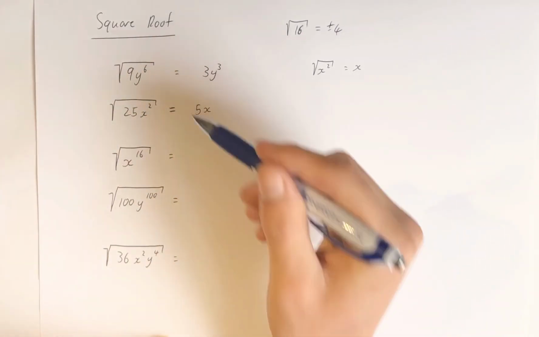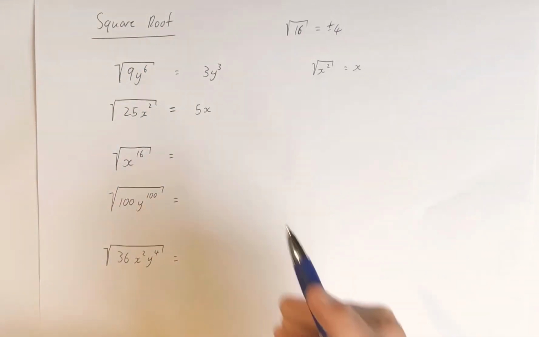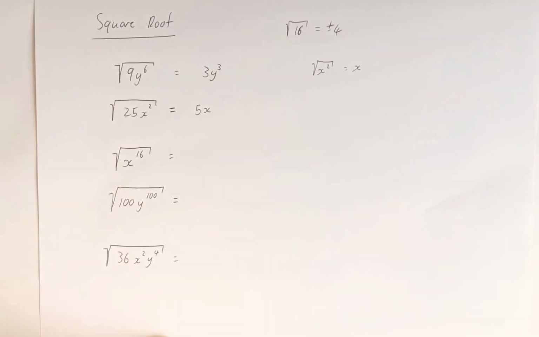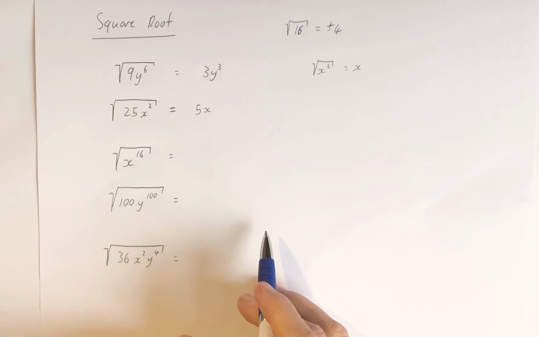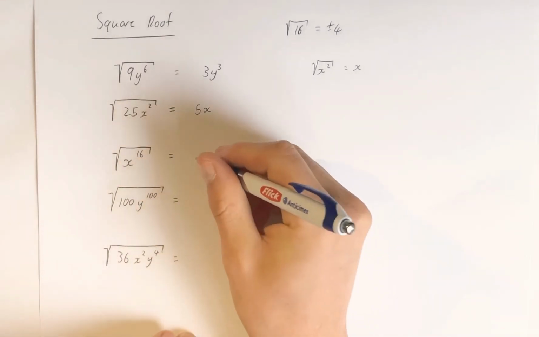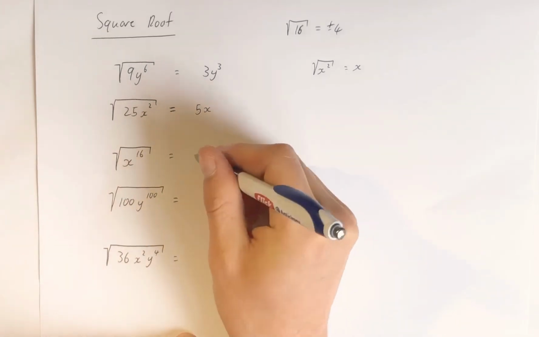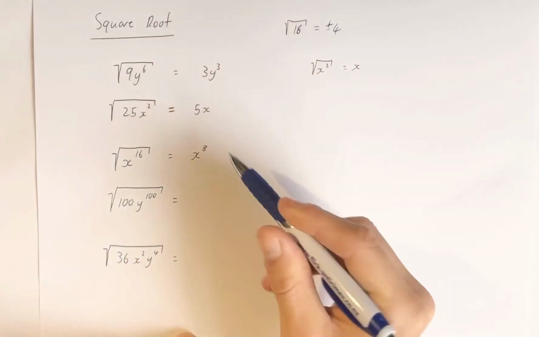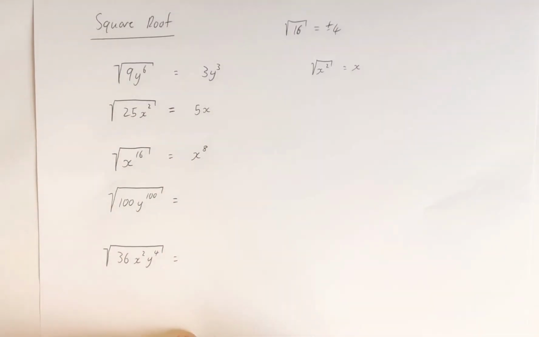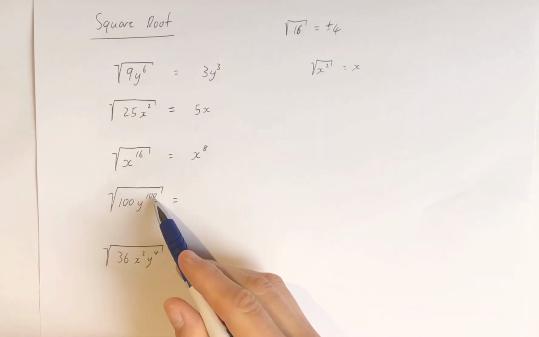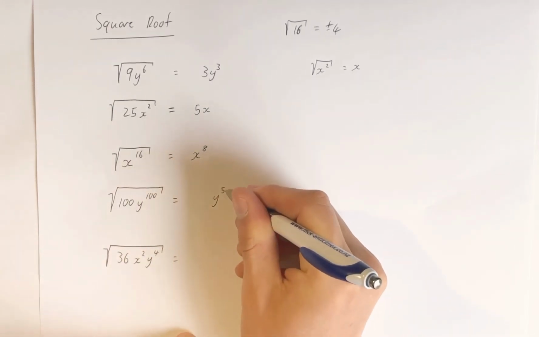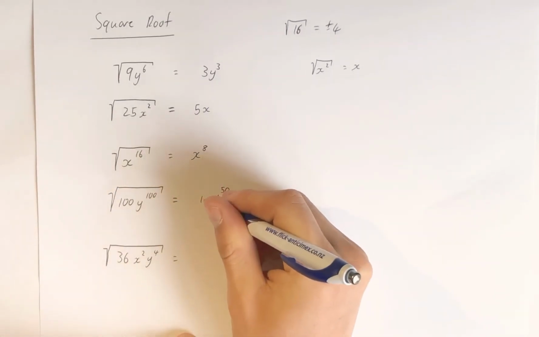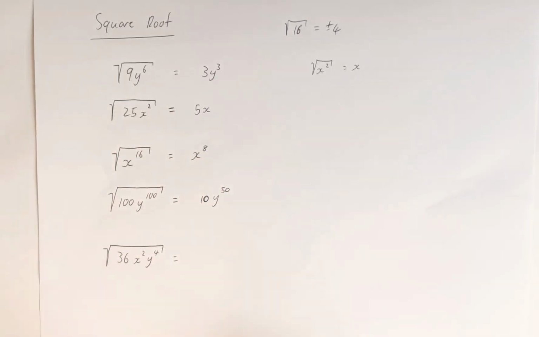Hopefully you're seeing a pattern now. What's happening with the powers when I square root? Well, that power's been halved, and so is that. Still not enough to really devise a pattern, but what times itself gives x to the 16? x to the 8. All right, we're seeing it 3 times now, halving that power. So we're just going to have to halve this power, so we're going to get y to the 50. But what's the square root of 100? Well, it's, as you know, it's 10.